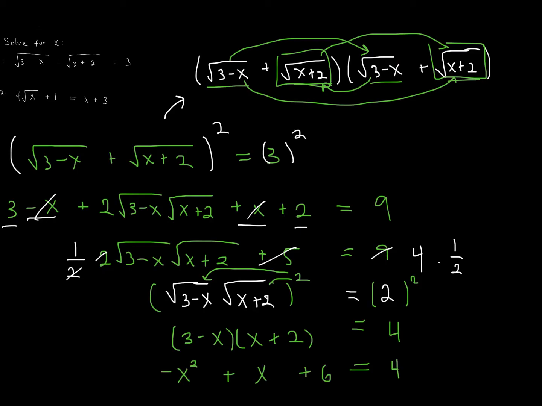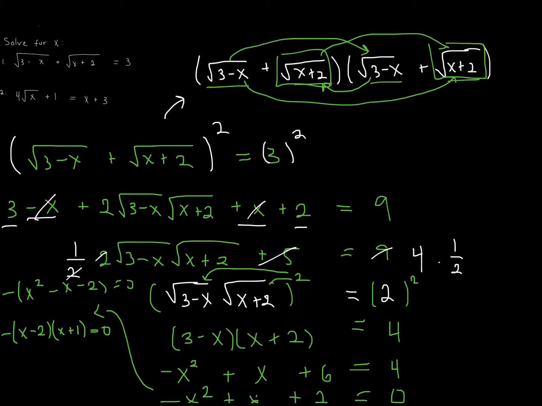Okay, so when I FOIL this out, I'm going to get this quadratic here, and I can subtract 4 from both sides, and I'll end up with a quadratic that I'm trying to set equal to 0. So x squared plus x, and I've subtracted 4 from both sides, so I'm going to have plus 2. And through a little bit of work, we can actually factor this.